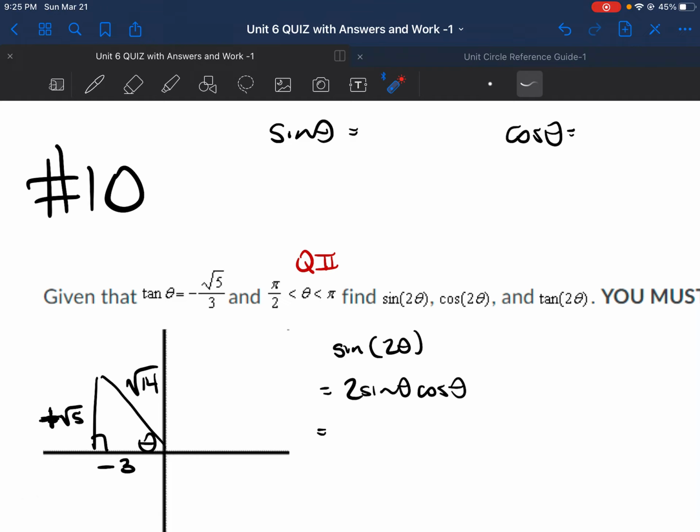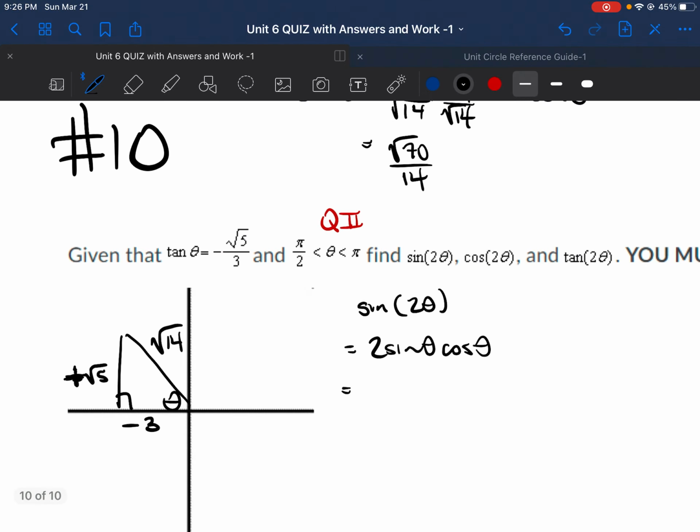So again, sine of theta, opposite over hypotenuse, so square root of 5 over square root of 14. Let's multiply top and bottom by root 14 over root 14, because we don't like that root 14 in the denominator. And 5 times 14, that should be 70. Let me just double check. Yep. So this is going to be square root of 70 over 14. So we'll be using that for our sine theta.